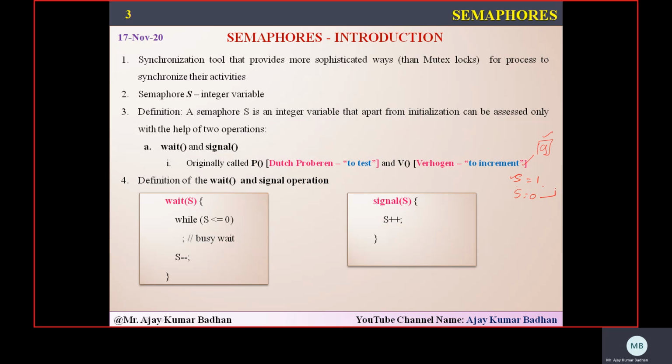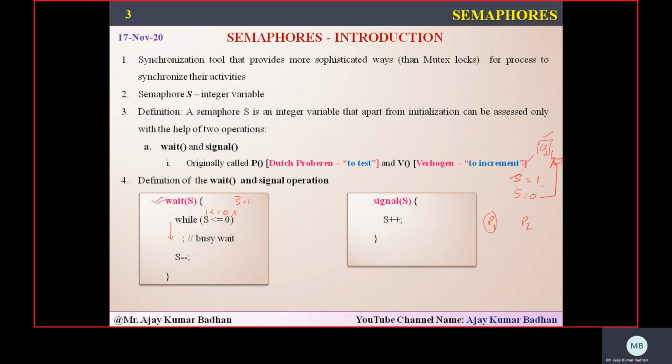When S is 0, it indicates that the critical section is busy. We cannot allocate it. Now we have two processes, P1 and P2. P1 initially came and executed wait. So what is the value of S right now? We have 1. So 1 is less than or equal to 0? Condition failed. So he doesn't have to enter into the waiting state.